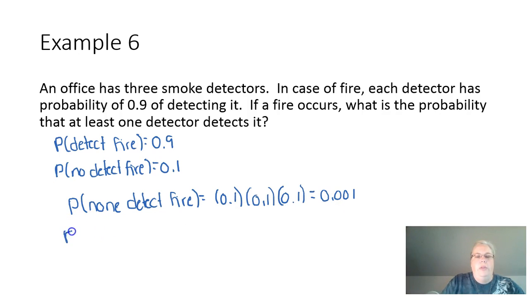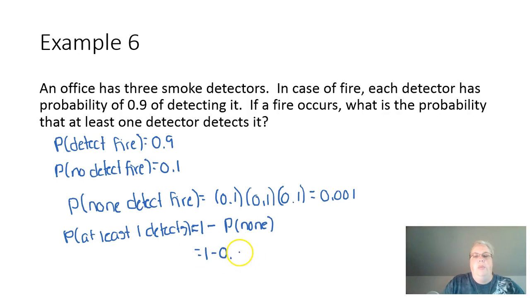Okay? So now the probability of at least 1, which means 1 or more, is going to be 1 minus the probability of none of them detecting. And in this case, that's going to be 1 minus 0.001, and that is 0.999.